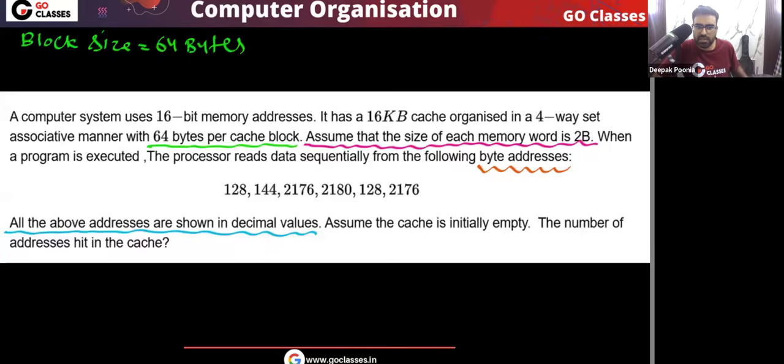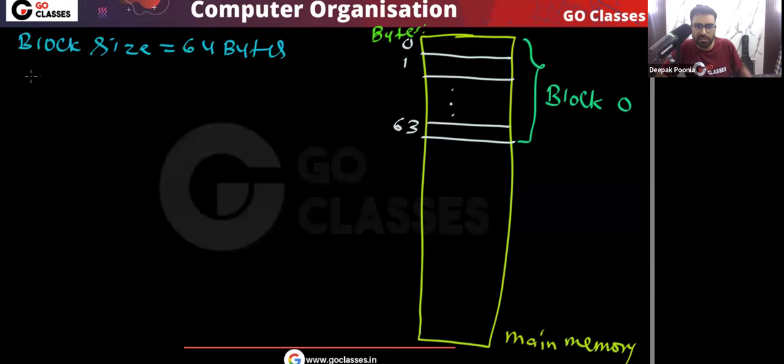And in this question, you can see the main memory address size is 16 bits. So actually in the main memory in total we have 2 power 16 bytes. And the block size is 64 bytes. So the first 64 bytes will be our block 0. Means byte number 0 to byte number 63 belong to block number 0. Very simple. Now let's see the next one.